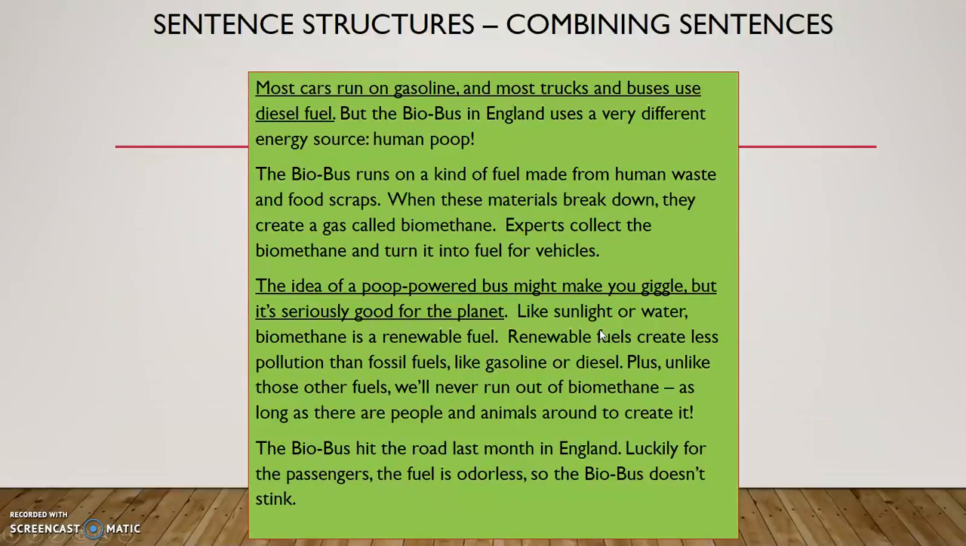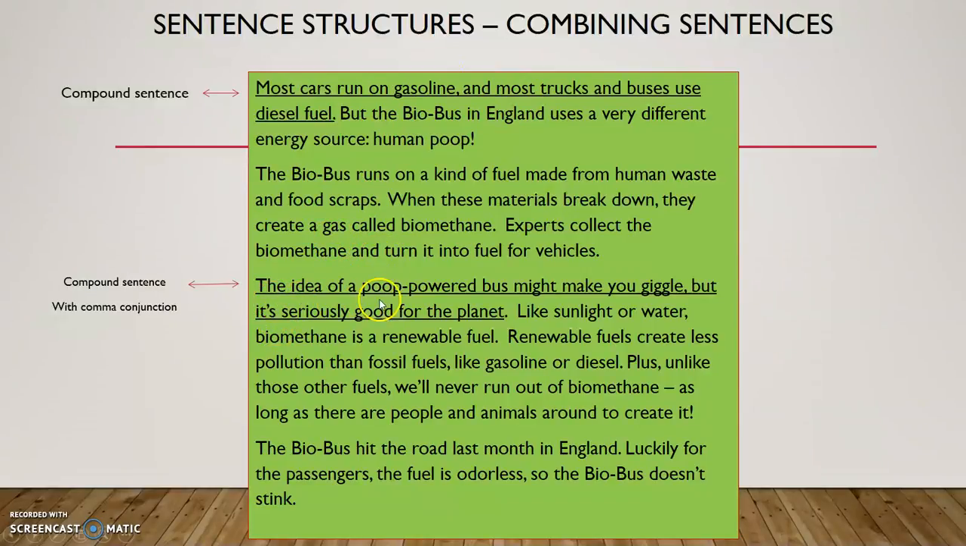I'm going to go back to our bio bus article. Most cars run on gasoline, comma, and most trucks and buses use diesel fuel. Now this is a compound sentence with a comma conjunction because most cars run on gasoline could be a complete sentence. Most trucks and buses use diesel fuel is also a complete sentence. So it makes sense to put the comma conjunction there.